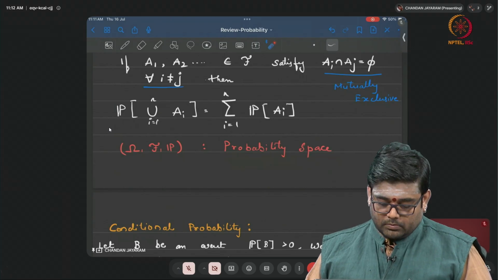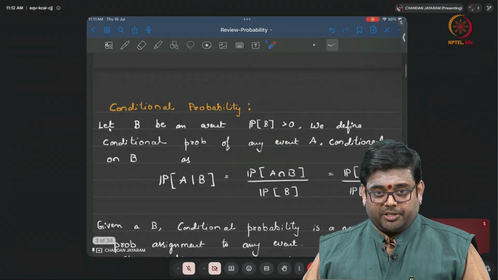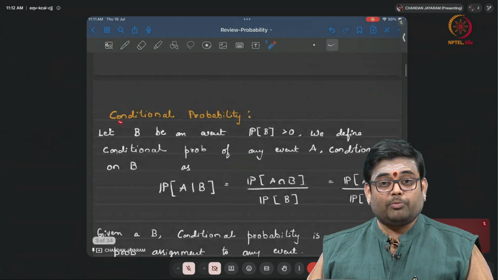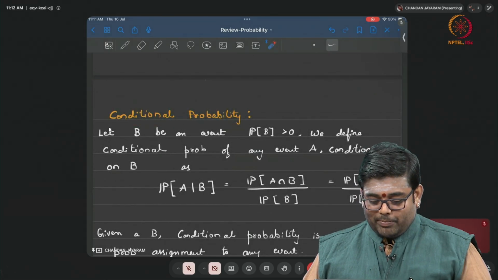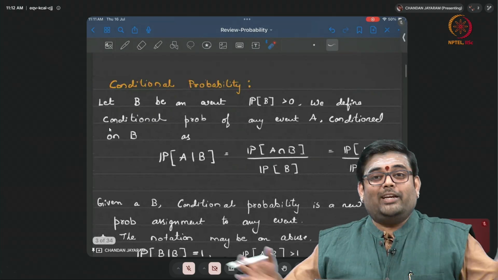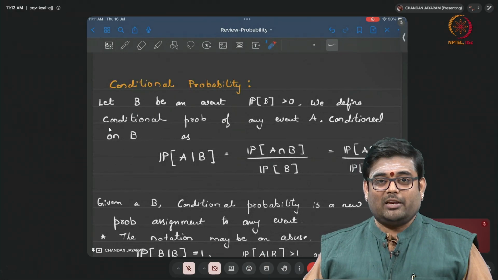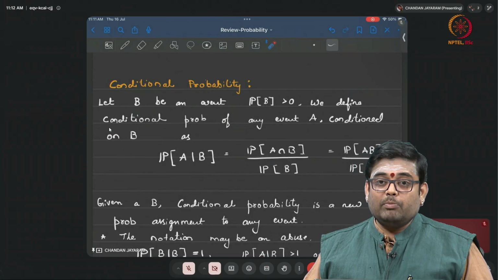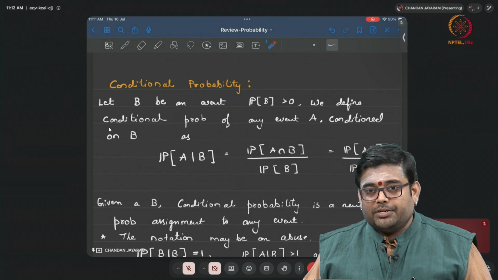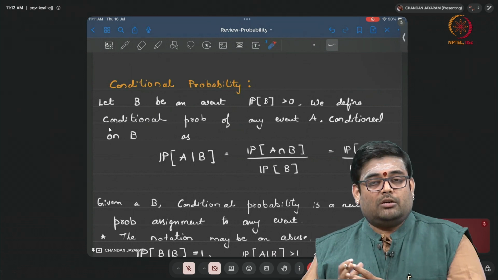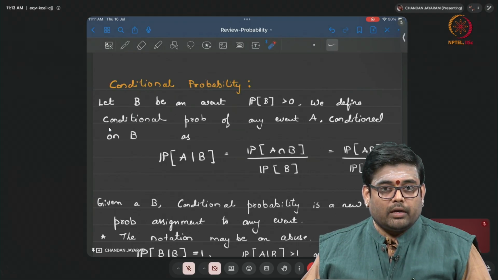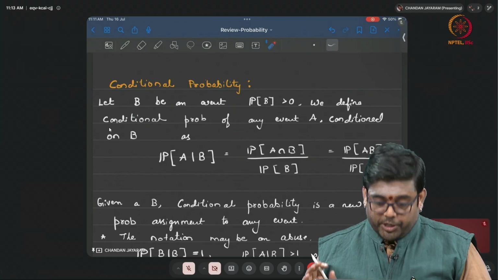The next very important definition is the definition of conditional probability. As I told you, this is a recap, so it will be a laundry list of the definitions and their properties, and I will be emphasizing the conditions that need to be taken into consideration while applying any given formula or formulation.